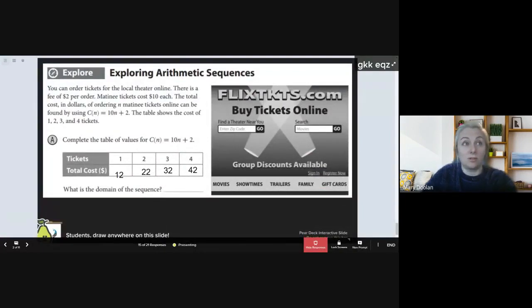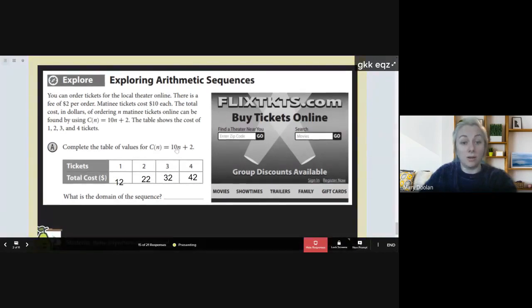This one looks good. And then for n equals 4, if I buy 4 tickets, well, this function tells me that I have to pay $10 for each ticket. So it's 10 times 4, which is 40. And also, I have to add on that $2 fee that they charge when you make an order. So it's 40 plus 2 or 42. These are the numbers that you should have in your table.